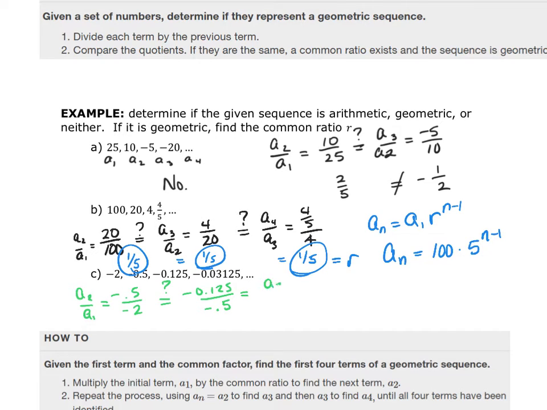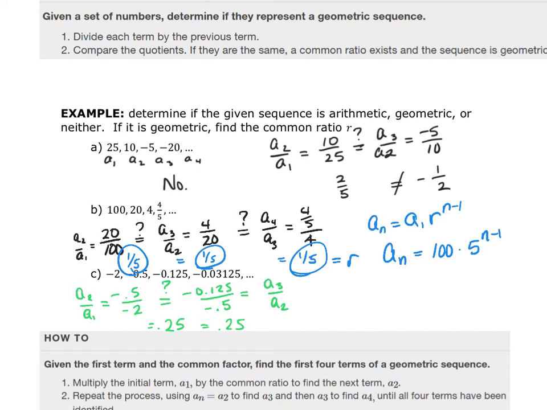Which is a3 divided by a2. Well, negative 0.5 divided by negative 2 is equal to a positive 0.25. That's what that side equals. And then I take the negative 0.125 divided by the negative 0.5. That is also equal to positive 0.25.